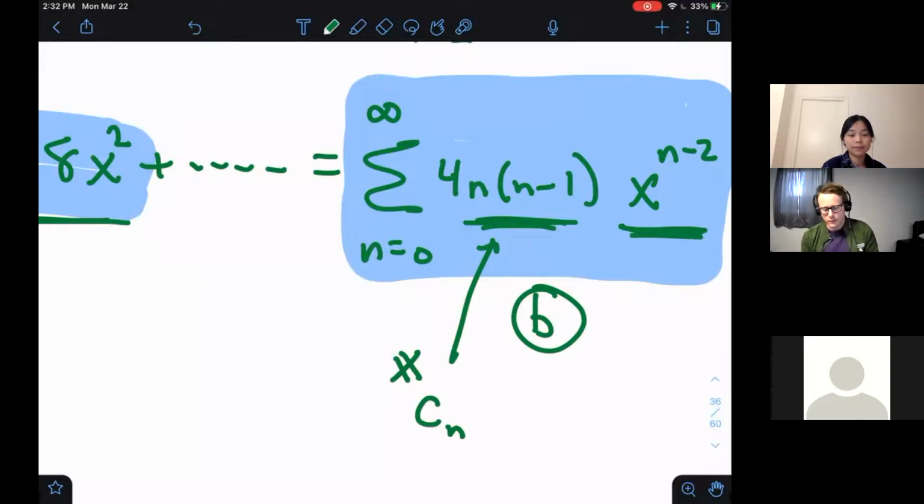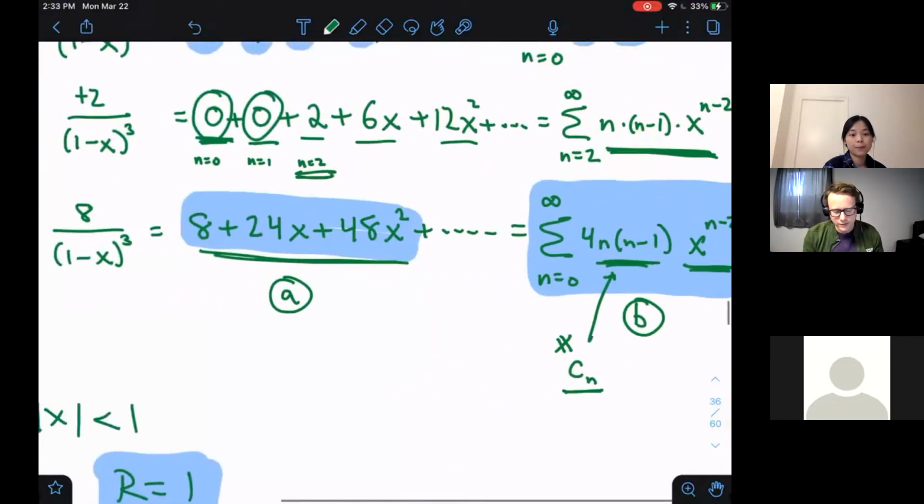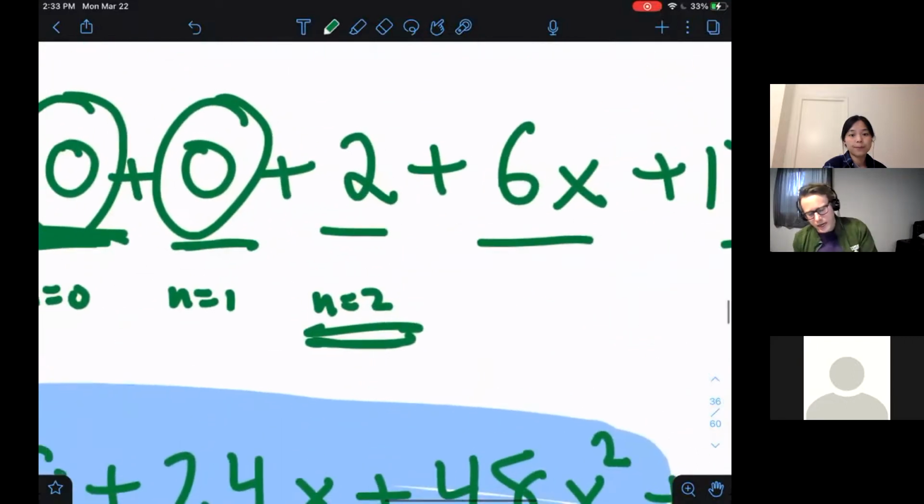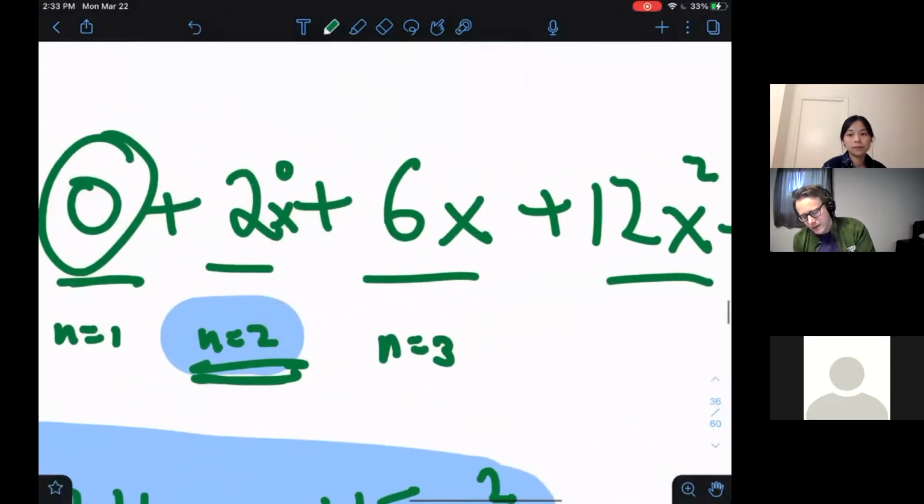Because this certainly relies on n, but the power here is a couple lower, right? Again, this has to do with n equals 2 right here, and notice that this is next to x to the 0th power. And this would be n equals 3, and notice again this is next to x to the first power, right? So the power of x seems to be 2 lower than maybe we want it to be.